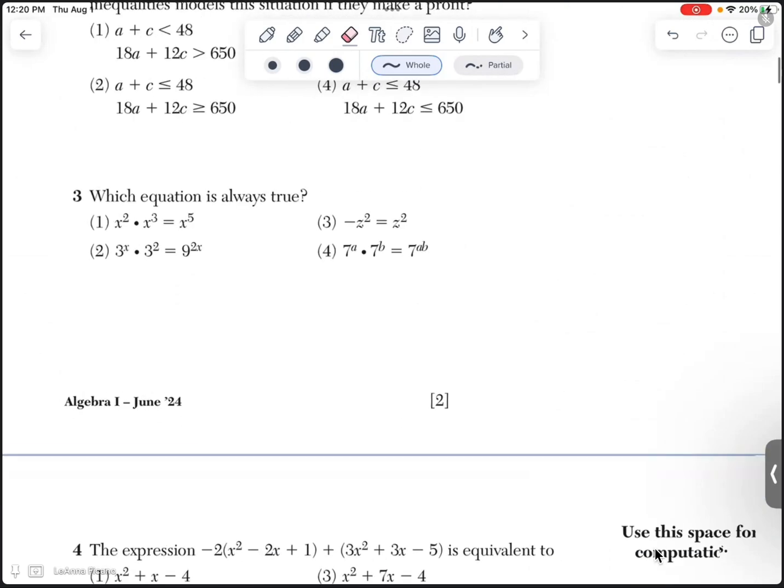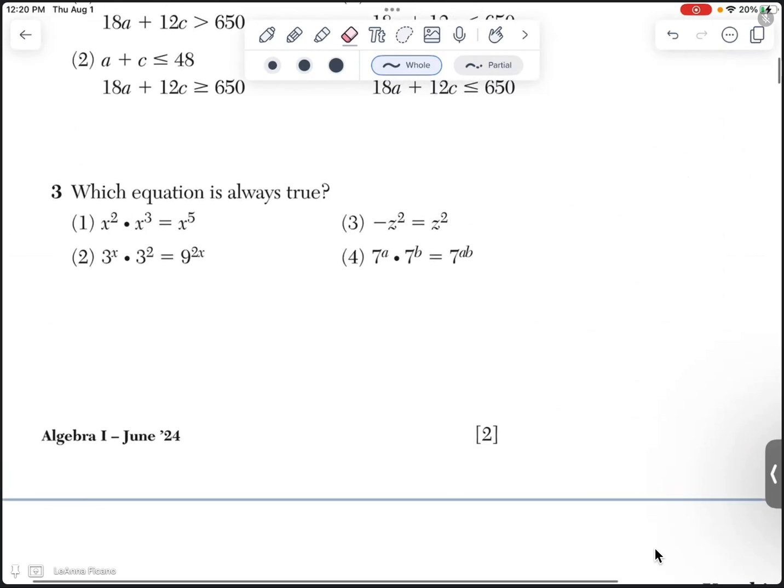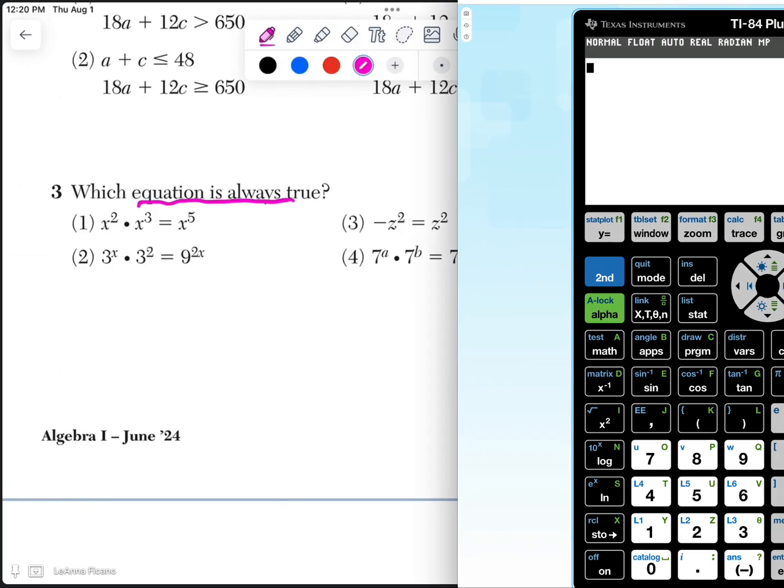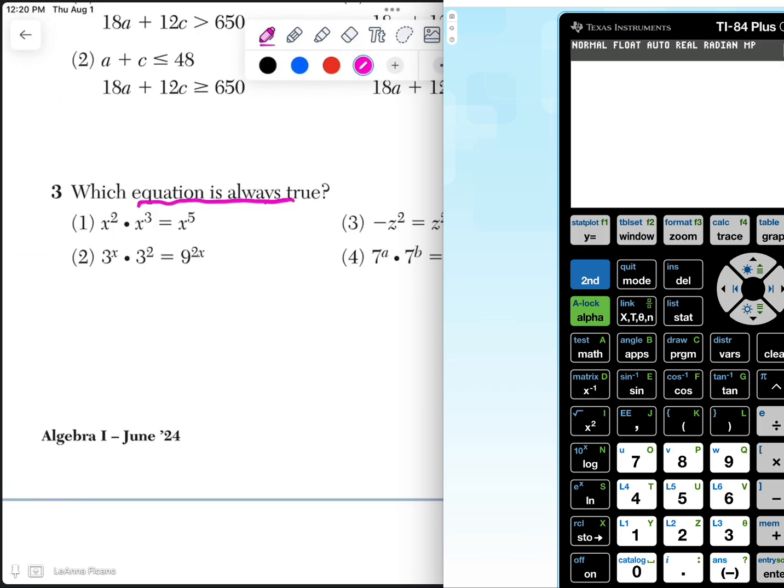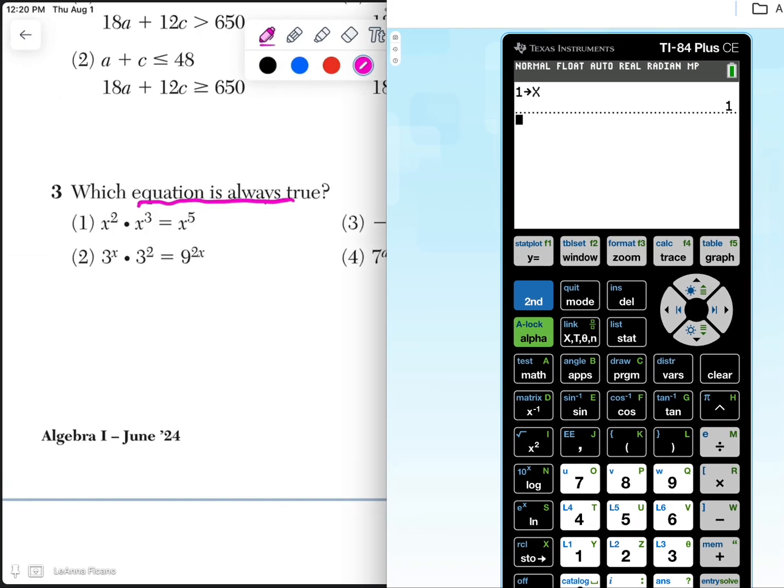Okay, so this is an equation where you're looking for which expressions are equivalent, right? Or there's an equal sign involved, so it wants to know which equation is true. Now, to solve this, rather than do a lot of math, which if you know how exponents work, that's great, you can go about that way using the rules of exponents, or you can decide to pick a value for x and use your calculator. So I'm going to pick a value for x here. I'm going to hit 1 store x. So now when I do that, I make all of my x's equal to 1.